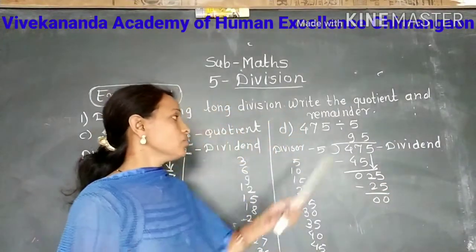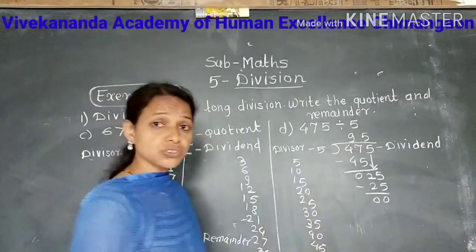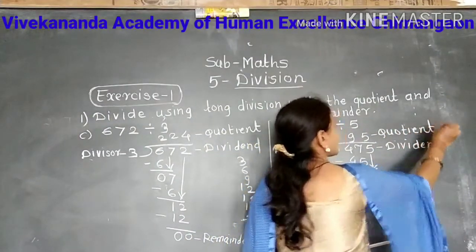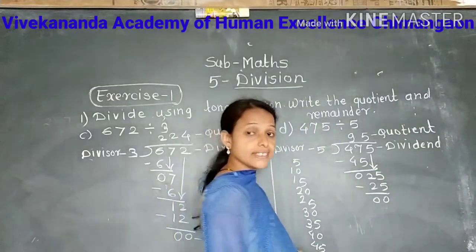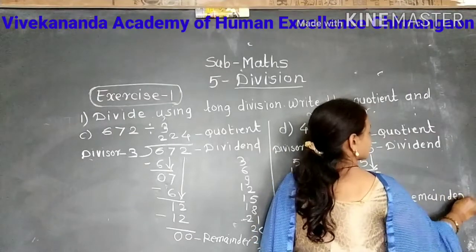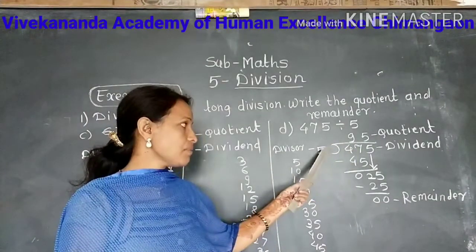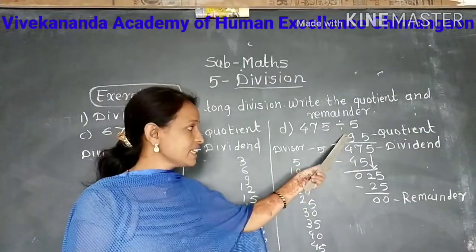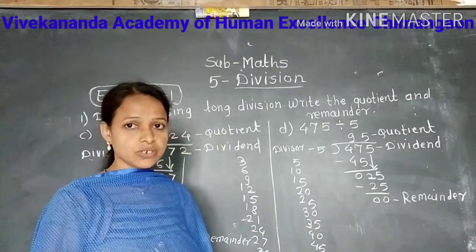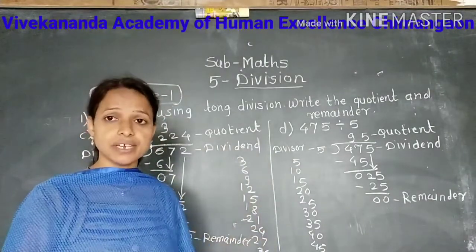So here we divide 475 by 5. We get the answer 95. So 95 is the quotient, and the leftover number is 0. So 0 is the remainder. Understood how we solve this example? How to find the quotient, how to find the remainder.